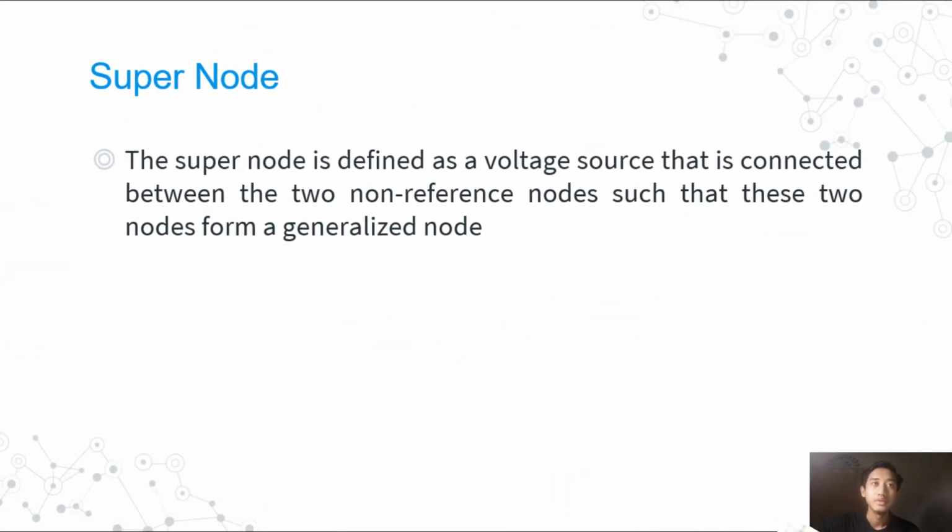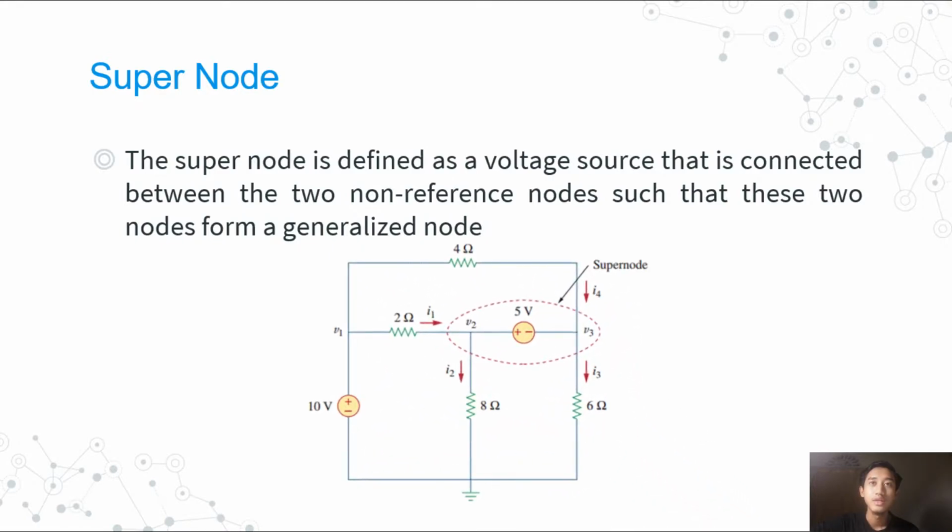Next, the supernode is defined as a voltage source that is connected between two non-reference nodes such that these two nodes form a generalized node.